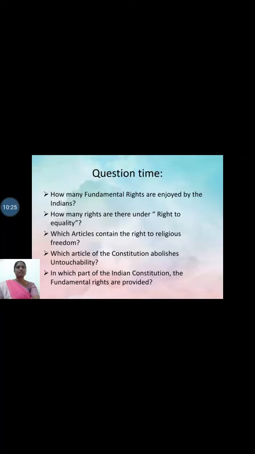Okay, the next question. Which article contains the right to religious freedom? Yes, Articles 25 to 28. There they describe the right to religious freedom. Okay, the next question. Which article of the Constitution abolishes untouchability? That belongs to Article 14. Okay, in which part of the Indian Constitution are the fundamental rights provided? Already I told, in part 3.